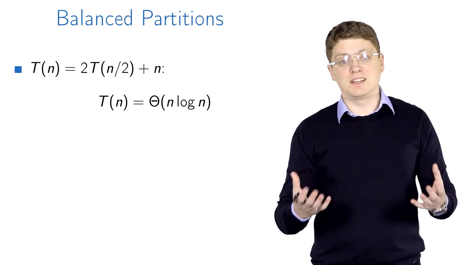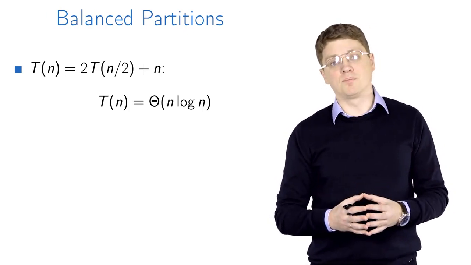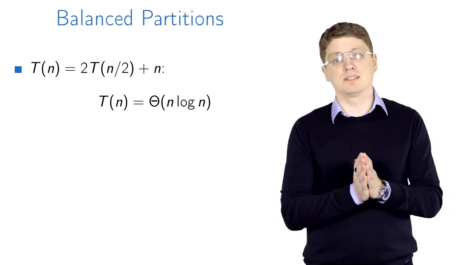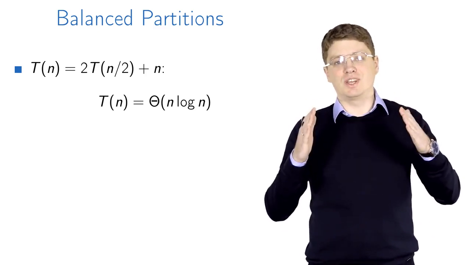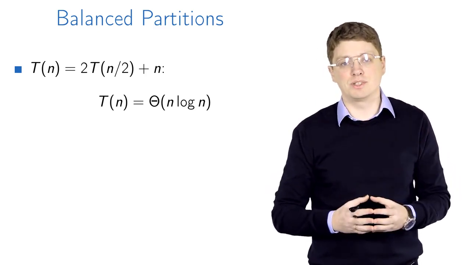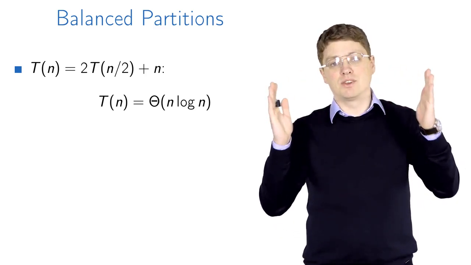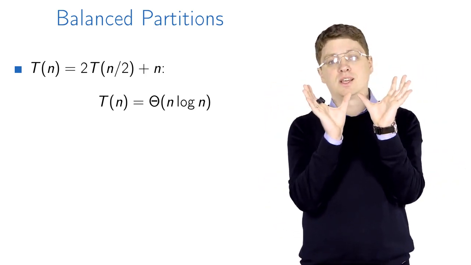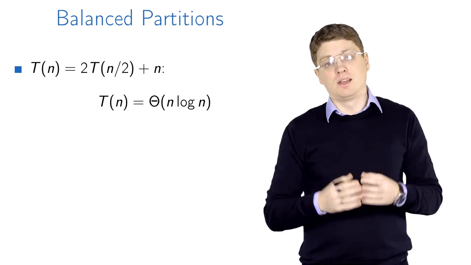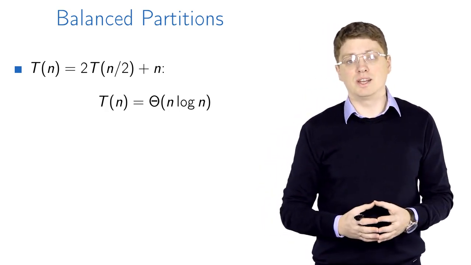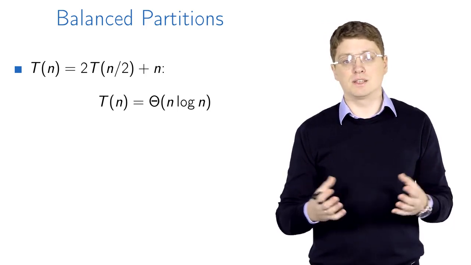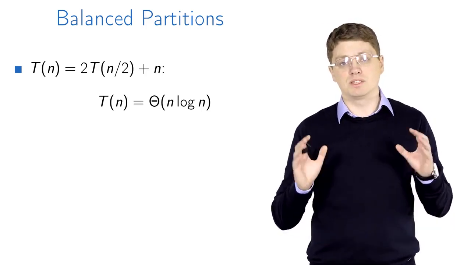Now let's consider another pathological case. Assume that it somehow so happens, for some unknown reasons, that at each iteration, at each call to the partition procedure, it partitions the array into roughly equal sizes. Well, in this case, we can write the following recurrence relation on the running time of our algorithm. T of n is equal to T of n over 2 plus a linear term.